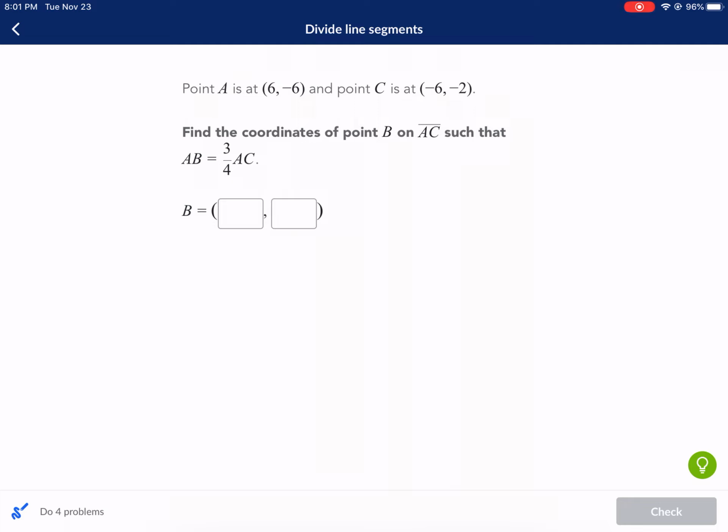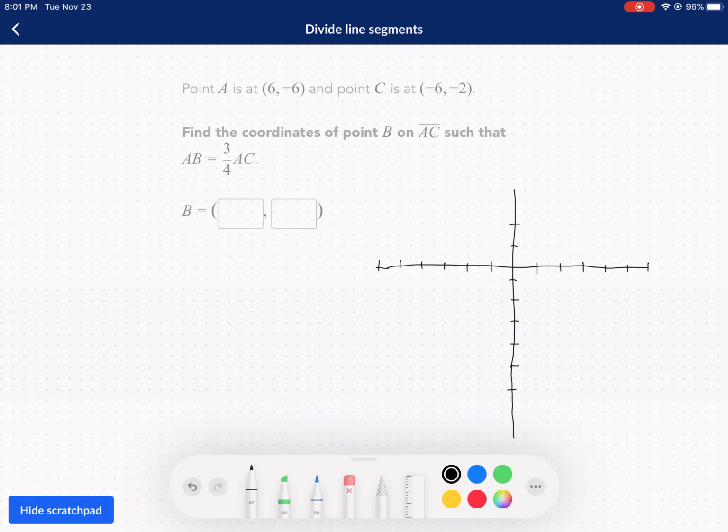Maybe some of you are algebra buffs and you really like working with the algebraic part. Me, I'm a very visual person. That's why I love geometry. So I think it makes the most sense to graph it first.